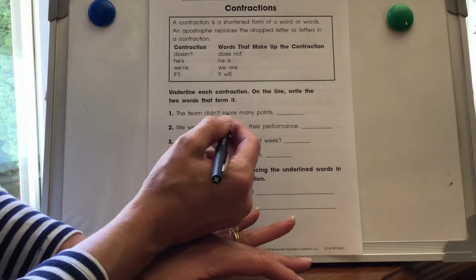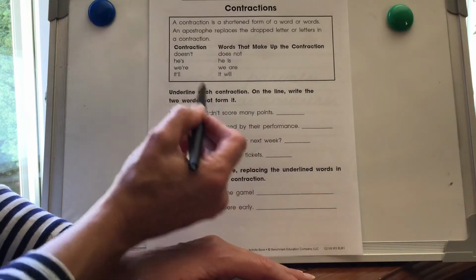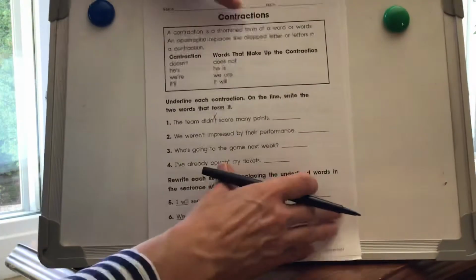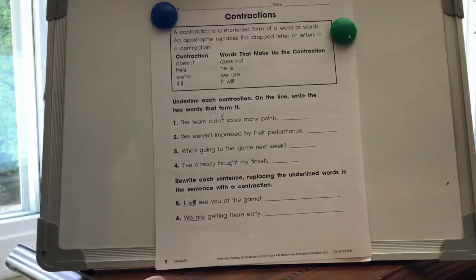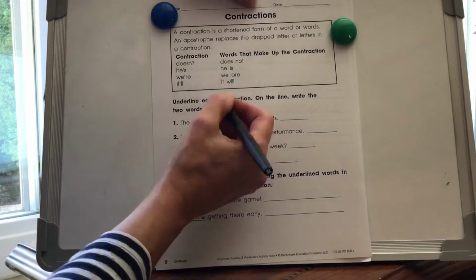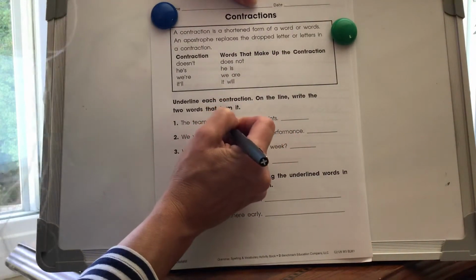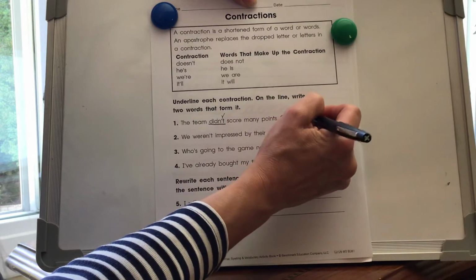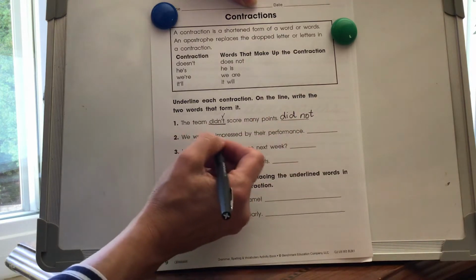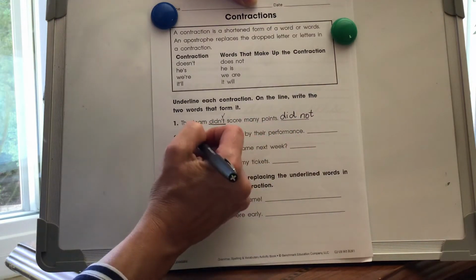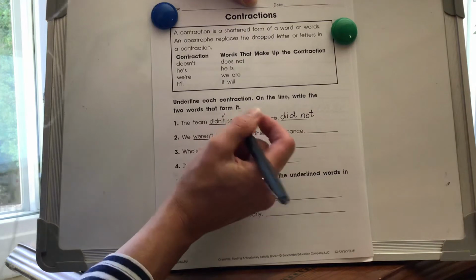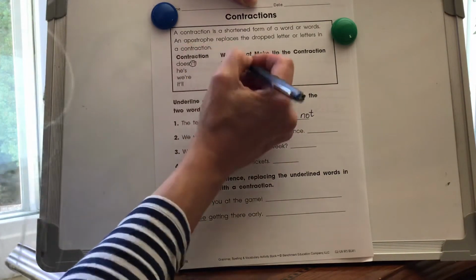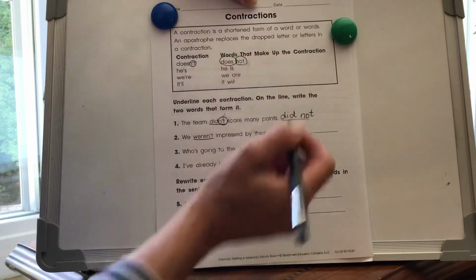So the team didn't score many points. First of all, we always know it's going to be a contraction when it has the apostrophe. So, sorry, let me do this here so we've got it ready to go. Okay, so underline the contraction. Didn't is made up of did and not. We weren't impressed by their performance. Here we go. Now, if you aren't sure what it is, you can take a look. You've got this N'T ending, and an N'T ending in doesn't lets us know it's made up of does not.